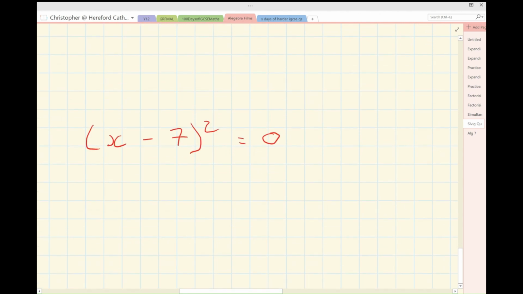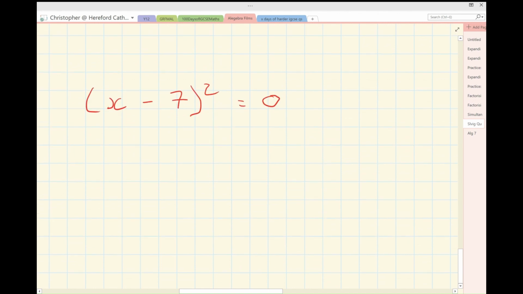Okay, last one. What values of x will make this equation work? Well, the left-hand side is just x minus 7 multiplied by x minus 7, isn't it? And now it looks like one of my previous examples. What value of x will make the first number equal to 0? Answer, x equals 7. And it's the same answer for making the second number equal 0. So in that case, there's only one solution.